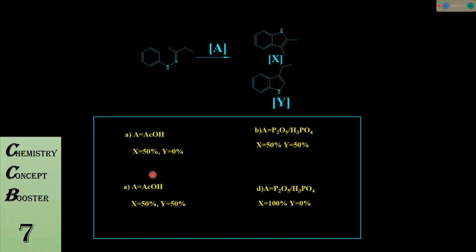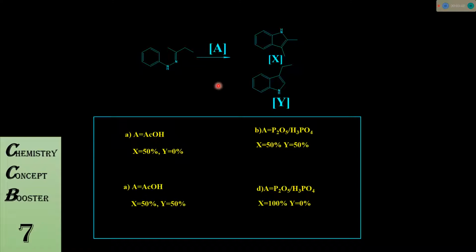So reagent A is either acetic acid or phosphoric acid, but in the four options the percentage of yield is different. We all know acetic acid is a weak acid and phosphoric acid is a strong acid. Since the starting material and reagent is an acid, I think you all recognize this reaction. It is called the Fischer indole cyclization reaction.